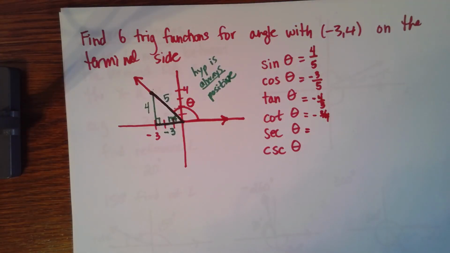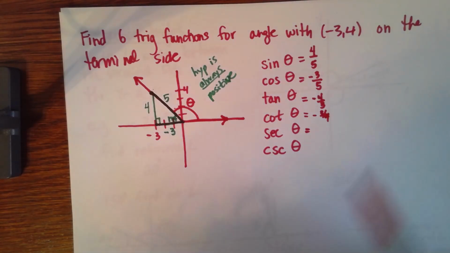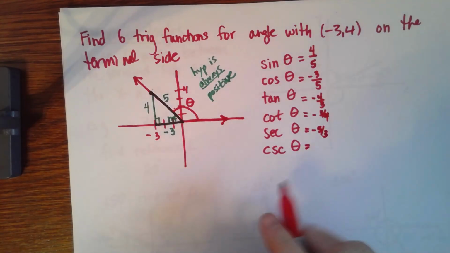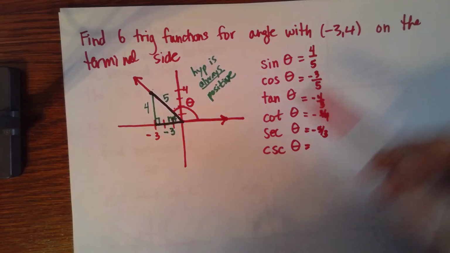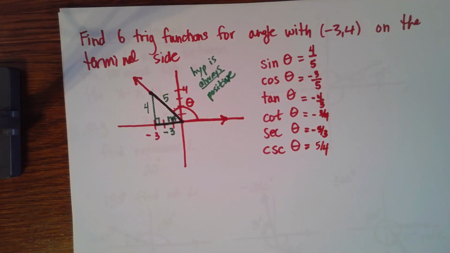Secant is the reciprocal of cosine, so that will be -5/3. And cosecant is the reciprocal of sine. Hopefully you remember that. So that reciprocal will be 5/4. Okay. Let's try another one of those.